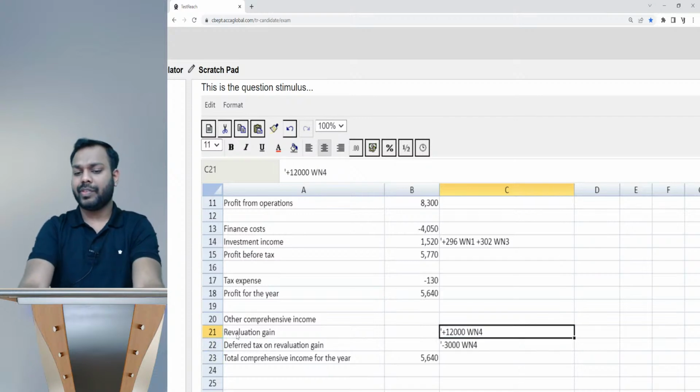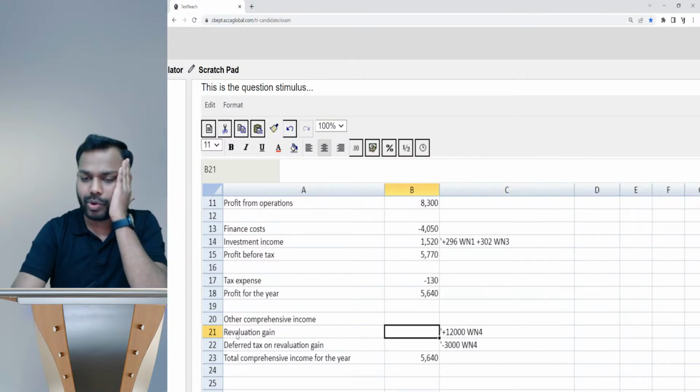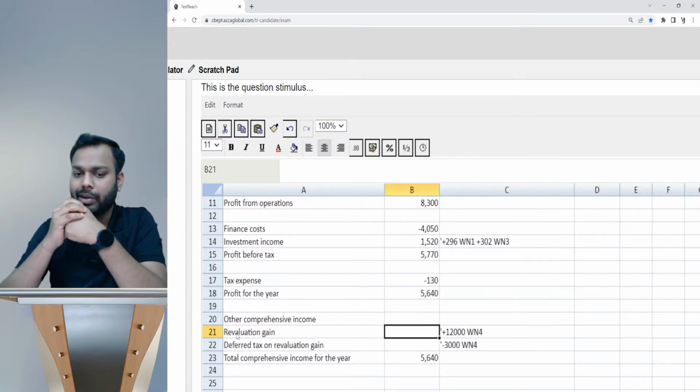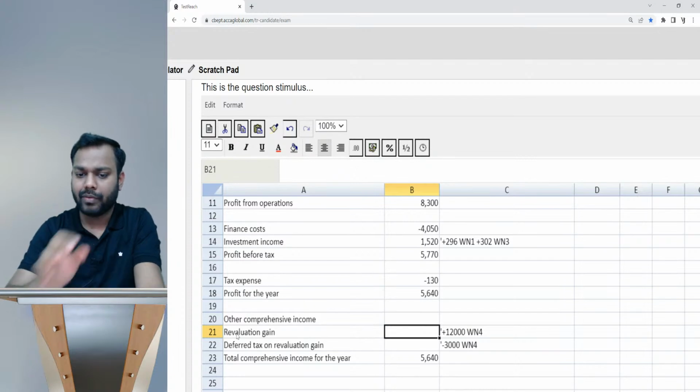Is that clear, everyone? Is working note number 4 clear, everyone? Come on, guys, tell me.